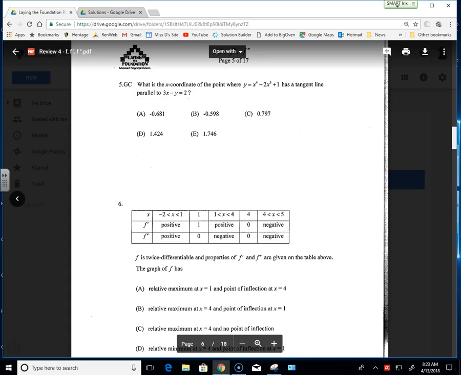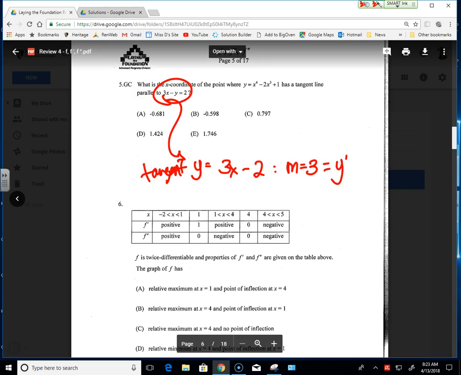Same slope. What is your slope? Get y by itself, yeah? Negative then positive, so negative 2, right? Okay. But anyway, this is the tangent line. The slope of a tangent line is the derivative. So m equals 3 equals y prime of somebody. I don't know who. Who is that point of tangency?